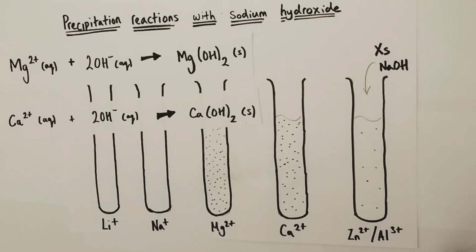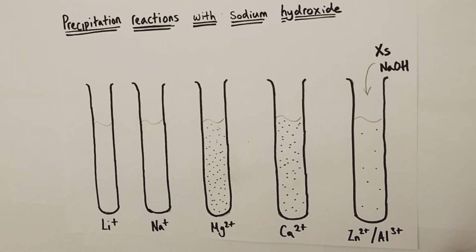I've also included some ionic equations representing those precipitation reactions. For example, magnesium 2+ ions in aqueous solution reacting with 2 hydroxide ions in aqueous solution to form the solid precipitate magnesium hydroxide, Mg(OH)2, or calcium 2+ ions aqueous reacting with 2 OH- ions to form calcium hydroxide precipitate solid, Ca(OH)2. 2 hydroxide ions to every 1 calcium ion because the 2+ charge on the calcium ion is balanced out by the -1 times 2 charges of the hydroxide ions.